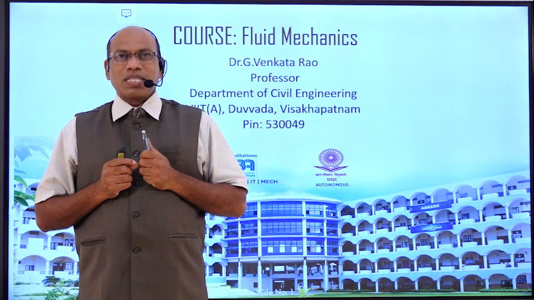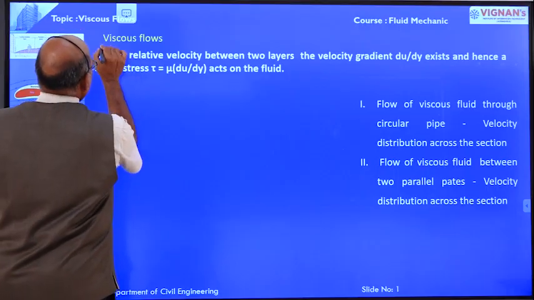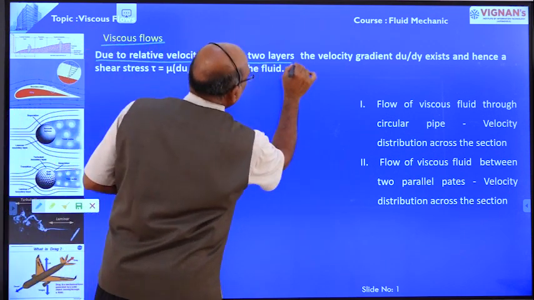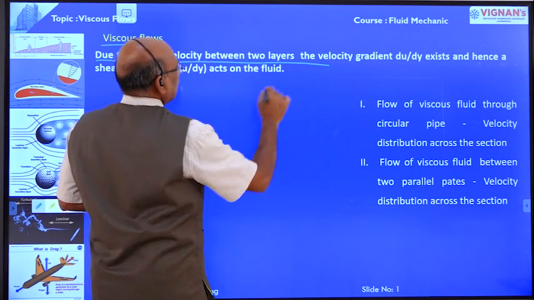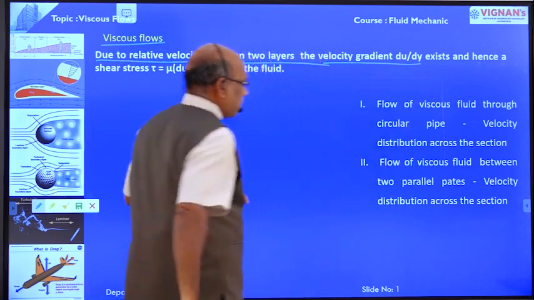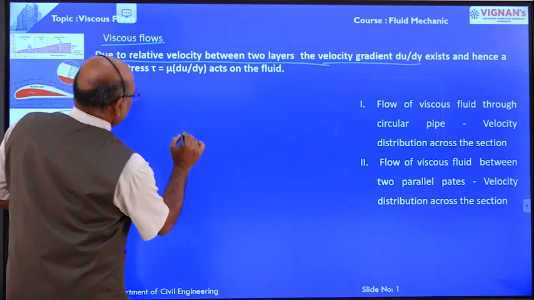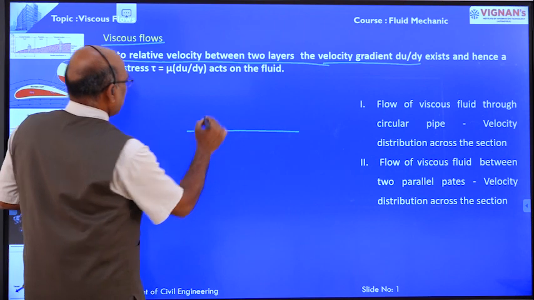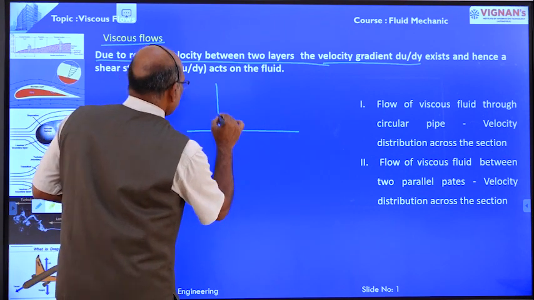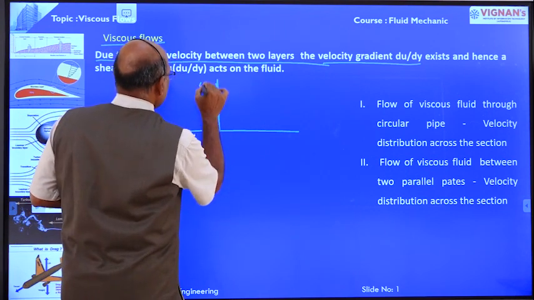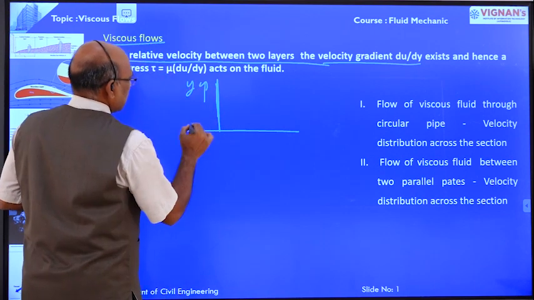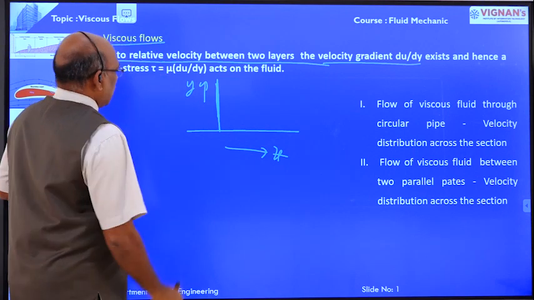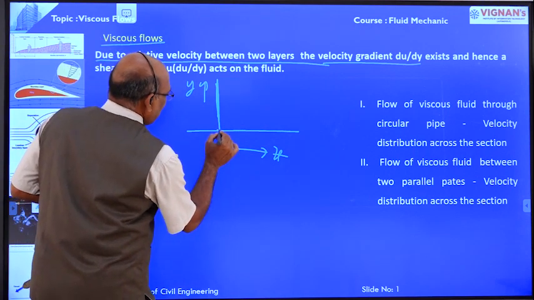Today we are going to discuss viscous flows. Due to relative velocity between two layers, the velocity gradient exists. Right here, this is one solid boundary. This is perpendicular to the solid boundary. This is the y direction. This is the x direction. Over the solid boundary, the velocity is 0.